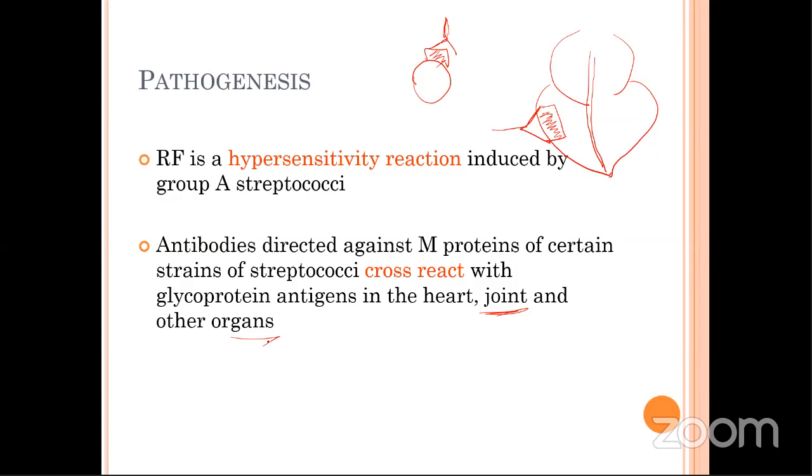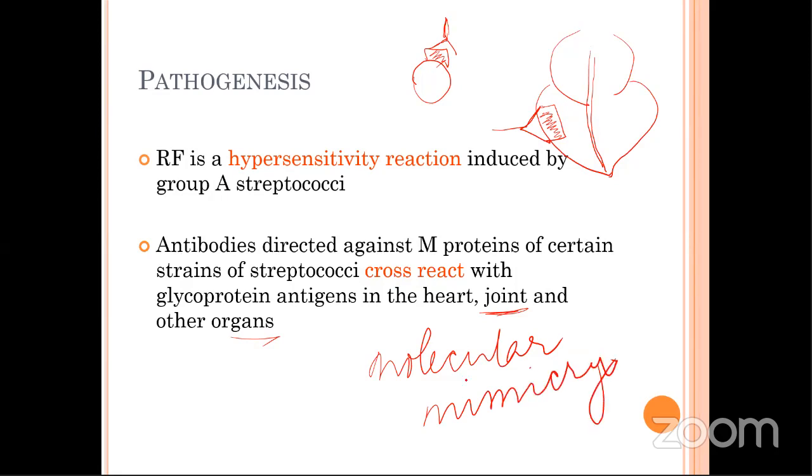So this phenomenon of cross-reacting of the antibodies with the antigens of the bacteria as well as antigens elsewhere in the other organs is called molecular mimicry, because there is some kind of mimicry, and this mimicry is at the molecular level. So it is called molecular mimicry.